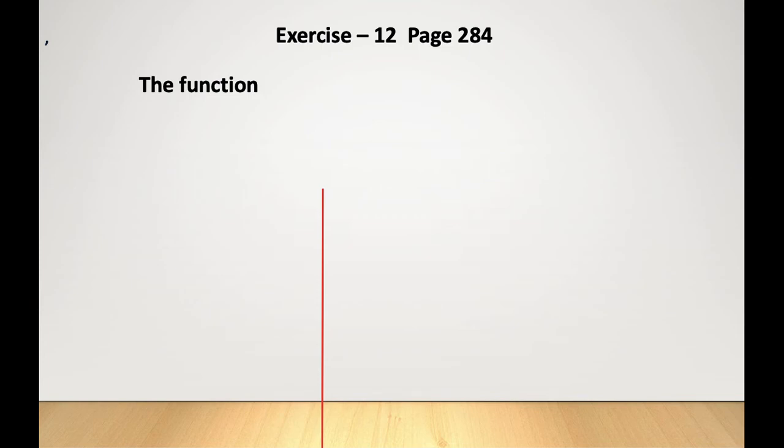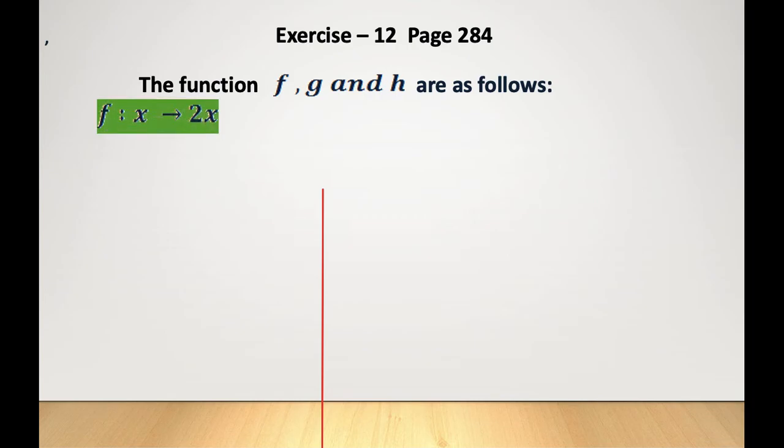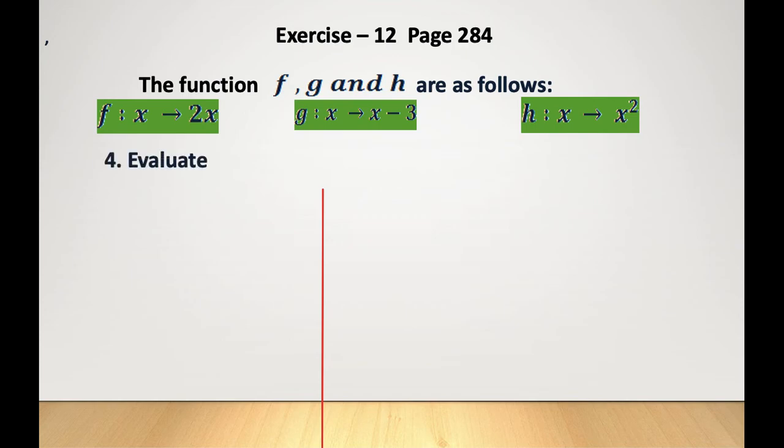I'll write the question for you. Here the functions f, g and h are as follows. The function f of x is equal to 2x, g of x is x minus 3, and h of x is x squared. This is the question given to you. Now we are going to evaluate question number 4. Question number 4 says evaluate.